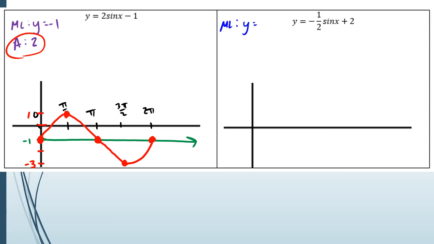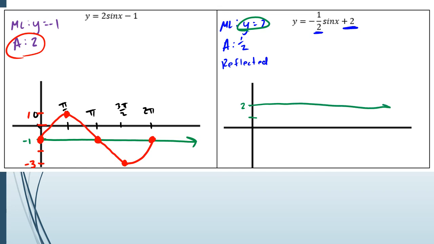Midline, we got y equals 2, comes from right there, it's +2. We have an amplitude of 1/2. Remember, it's just the value because what the sign tells us is that this is going to be reflected. So, first things first, y equals 2, we go up 1, up 2. And make sure you label these points because they're all going to look pretty much the same. We got to make sure you know what the values are everywhere.